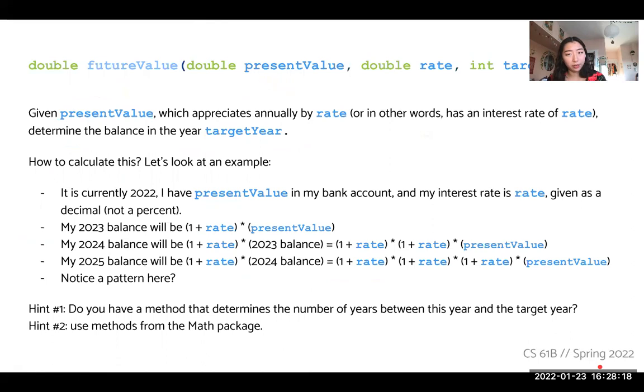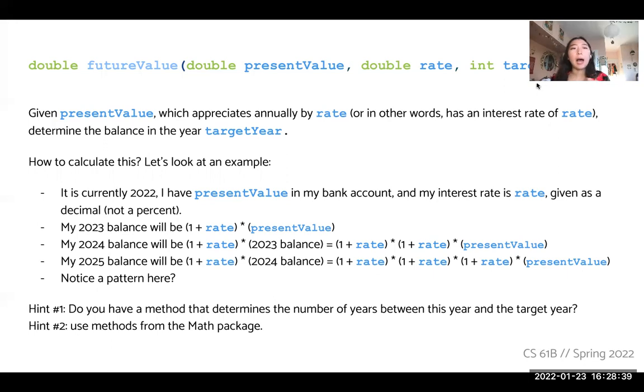Next, we have future value. This takes in the present value, then the rate or your interest rate, and then the target year. The idea is that given a present value, which appreciates annually by rate, or in other words, has an interest rate of rate, determine the balance in the target year.